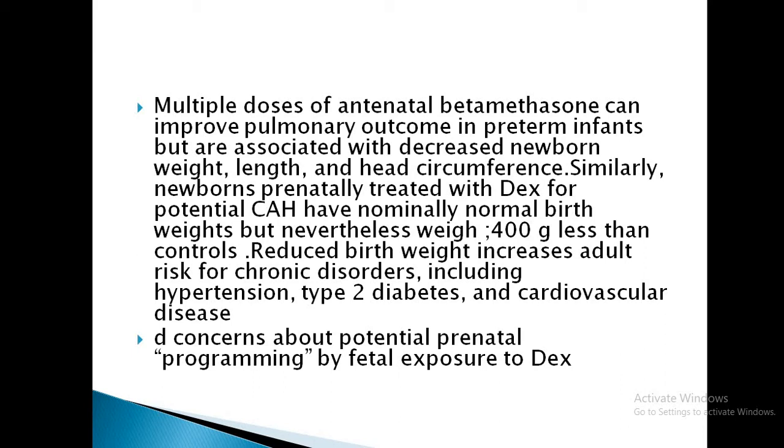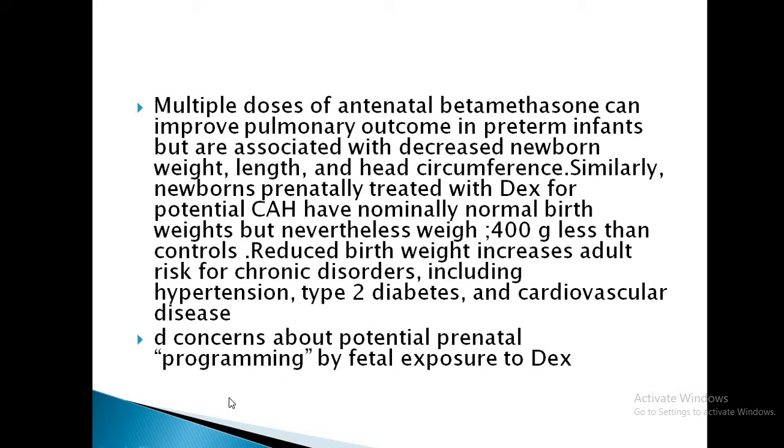And also antenatal betamethasone can improve the pulmonary outcome in preterm infants, but is associated with decreased newborn weight, length, and head circumference. Also, newborns prenatally treated with dex for potential CAH have normal birth weight, but nevertheless they weigh 400 grams less than the controls. So that's why they could have a low birth weight. So what is the importance of this low birth weight? The reduced birth weight increases adult risk for chronic disorders like hypertension, type 2 diabetes, and cardiovascular risk.